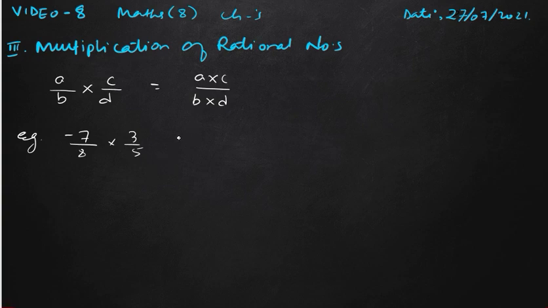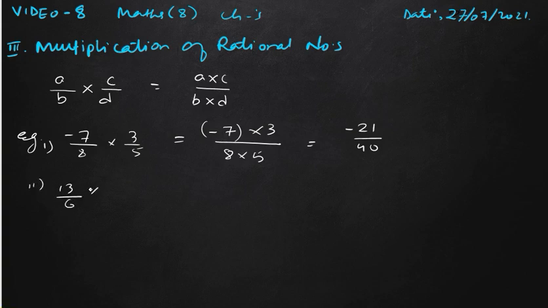So minus 7 by 8 into 3 by 5, how do we multiply this? Minus 7 will be multiplied to 3 and 8 will be multiplied to 5. So the answer will be minus 7 times 3 is minus 21, and 8 times 5 is 40. Already 21 by 40 is in the simplest form. Now if you take another example, you can see example number 2.